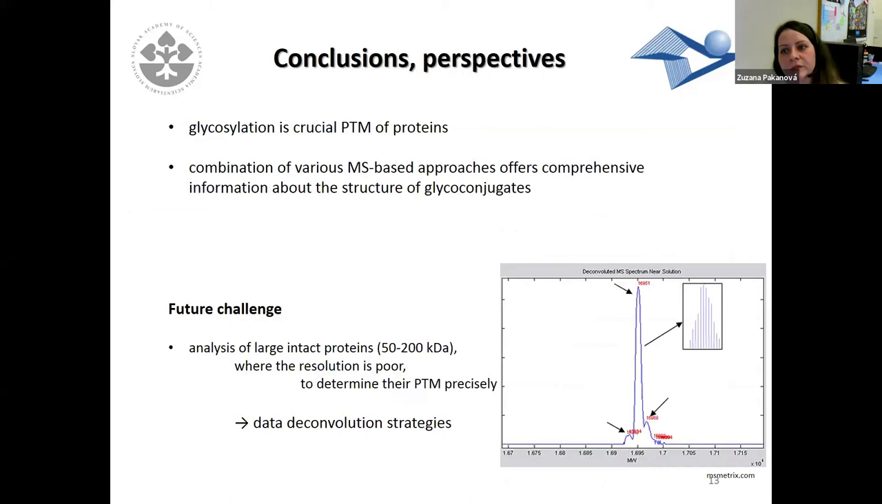So to conclude, I would like to say that glycosylation is a really crucial post- or co-translational modification of proteins. It affects a lot of their features, and the combination of various mass spectrometry-based approaches can offer comprehensive information about their structures. And in the future, we would like to establish, optimize, and develop some methods to analyze large intact proteins that are not 10 or 14 kilodaltons, but even higher masses. But in this area, the resolution is poor, so we have to work with some data deconvolution strategies.